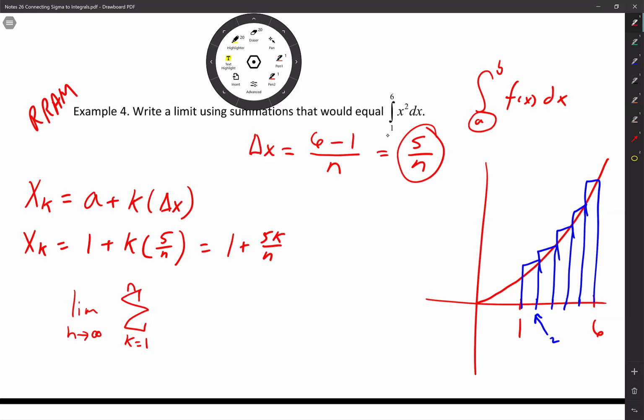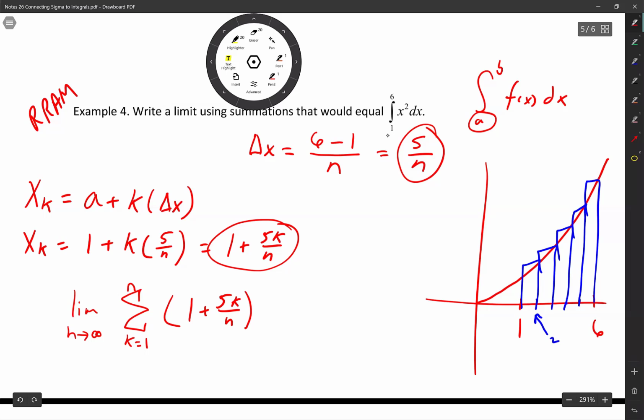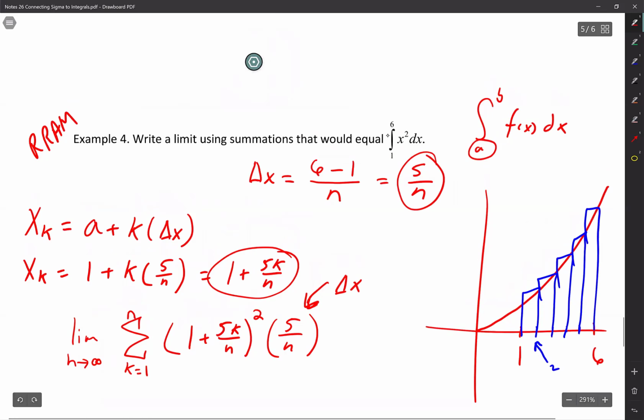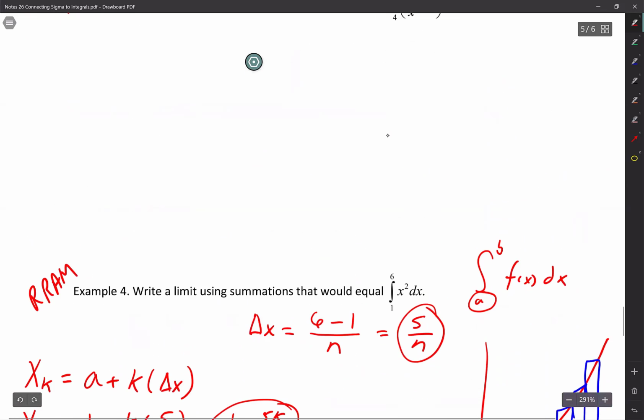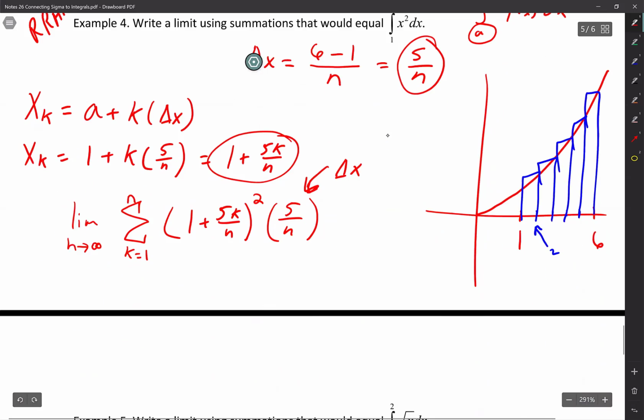And infinite rectangles. Open parenthesis, the expression is x squared. This gives you your x: 1 plus 5k over n. Close it, that's your x. Square it. Open another parenthesis, 5 over n, close. That's your delta x. Okay, I think we did it. Don't worry, we will go back to example 3, but I think we still need more practice. So let's go to example 5.